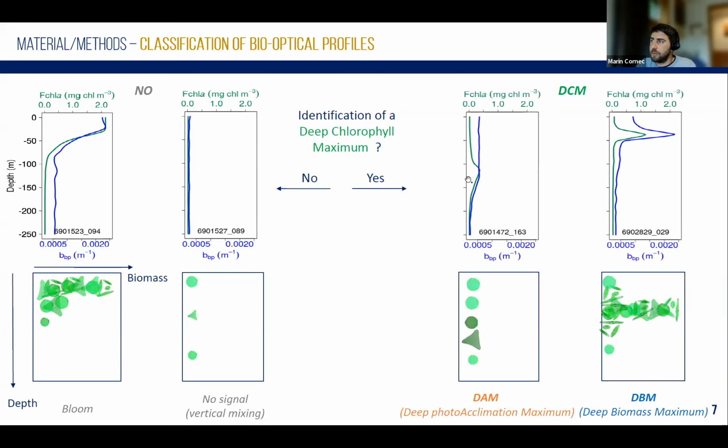And on the other side, two examples of DCM profiles. You can see on both figures that we have a peak at depth of chlorophyll A, but on the left one, we don't have a peak of BBP coinciding with the peak of chlorophyll A. So in this case, we have a deep photoacclimation maximum, where the cells increase their internal content of photopigments in response to a limiting environment. And on the right, we have both a peak of chlorophyll A and a coincident peak of BBP, which translates into a deep biomass maximum where cells are thriving and accumulated at depth.